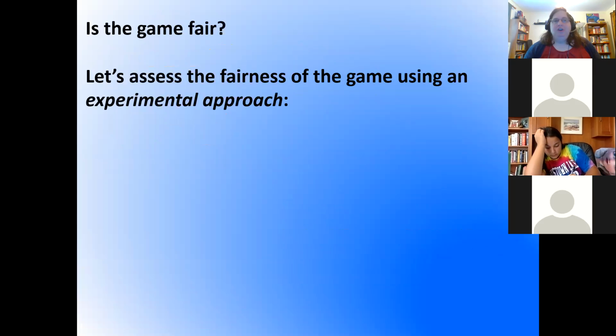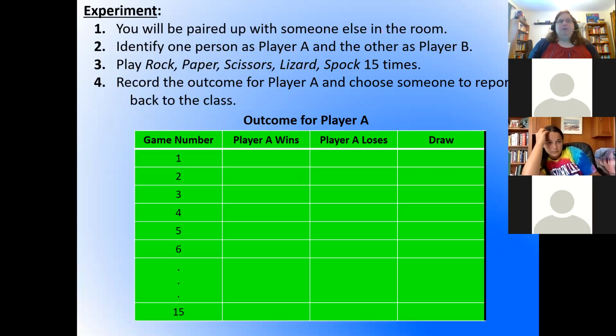Okay, so is this game fair? What we're going to do here today is assess the fairness of this game using an experimental approach. In a few minutes, I'm going to pair you up with someone else in the room using Zoom breakout groups. If you've not used that before, basically what it does is it separates everybody into different rooms. I'll put either 2 or 3 of you in a room. I'll try and put as many of you into rooms of 2 as possible. I think there'll be probably 1 or 2 threes. Okay, so we'll do that.